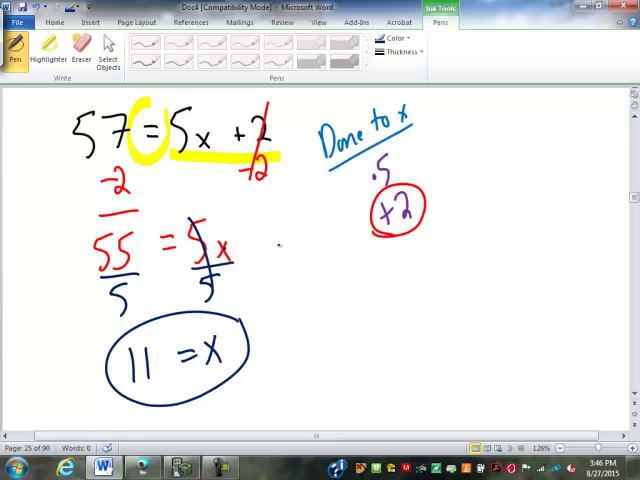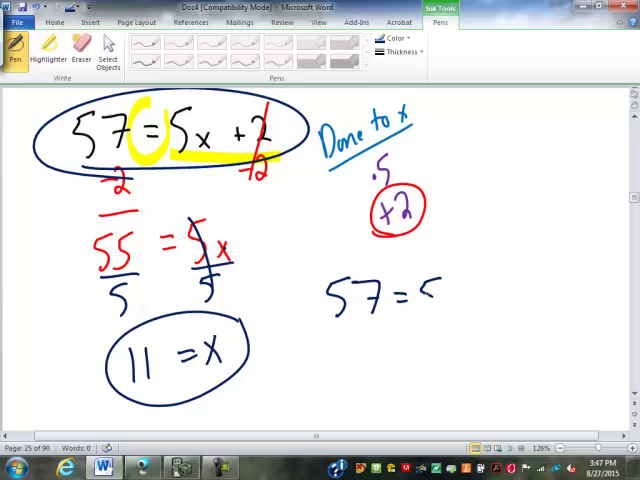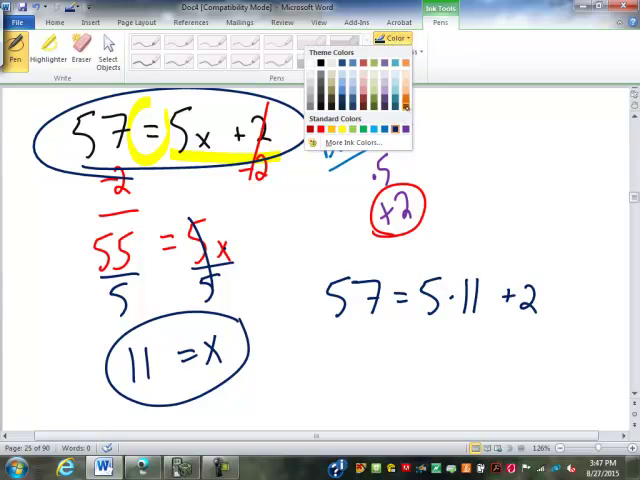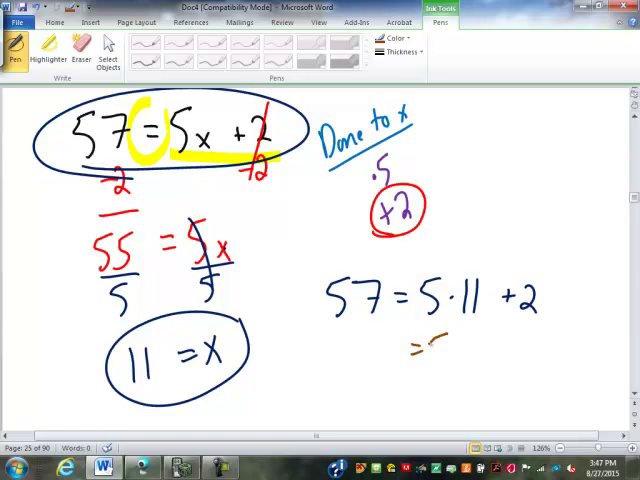And again, we can double check if we want to. 57 equals 5 times 11 instead of x. 5 times 11 is 55, plus 2 is 57. We get the same value on both sides. How are we doing? Good.